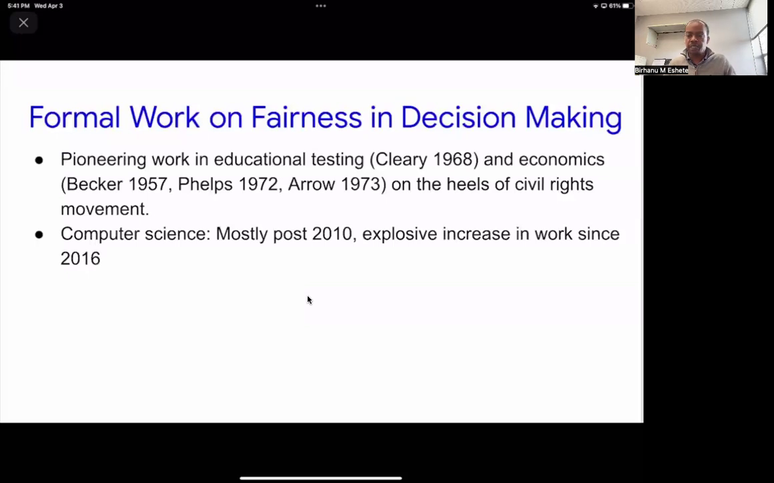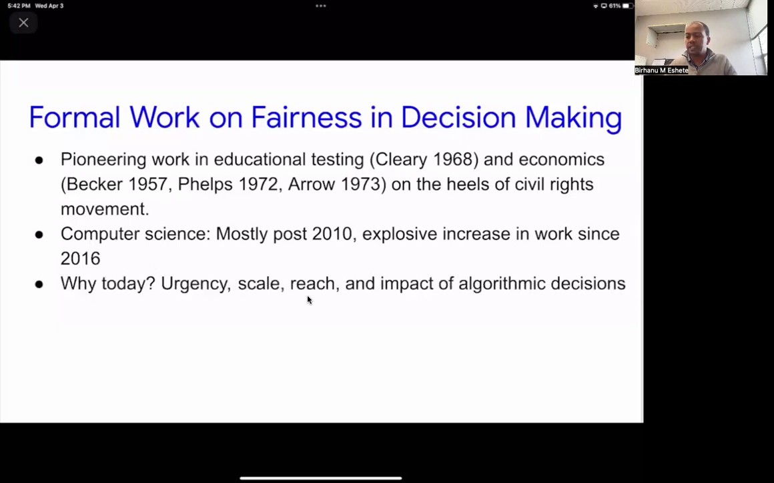In computer science or generally in computing, this happened mostly post 2010 because there is an explosive increase in work related to fairness and machine learning since 2016. And this is correlated with the incidents that we saw, the fairness pitfalls or the biases that we saw with facial recognition systems, and models being used for law enforcement and many sensitive domains. And you might wonder why today, why the urgency? Because machine learning is everywhere, AI is everywhere, pervasive, and it can very easily reach many people, millions, and oftentimes billions of people. So the impact of the algorithmic decisions is huge.